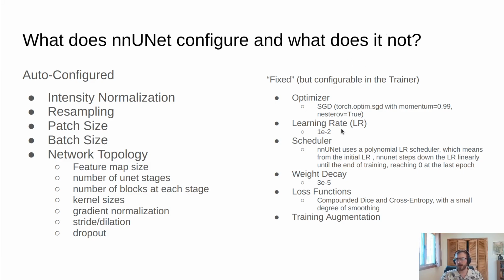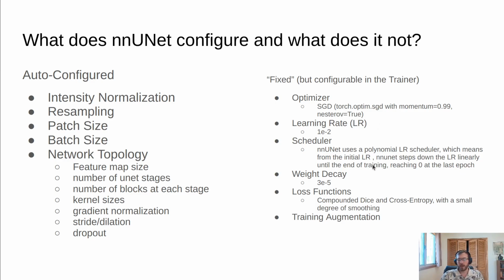The scheduler is fixed, using a polynomial learning rate scheduler, which means it just steps down by a fixed amount every time with the goal of reaching 0 by the end of the training. You can modify this to use cosine annealing by just using a different trainer as well. I don't think there's any other ones. I think it's just polynomial and cosine that are implemented, but you can choose a different one by just importing the torch module. It's very easy, and I'll show how to do that in a little bit.